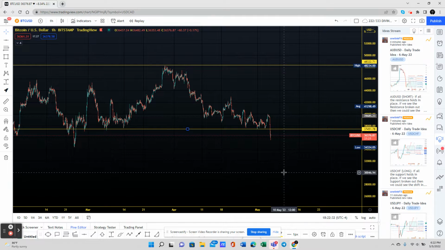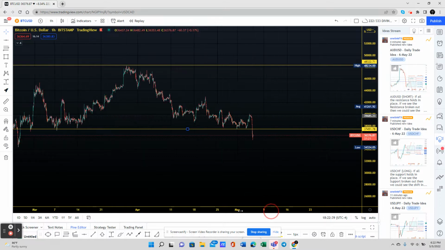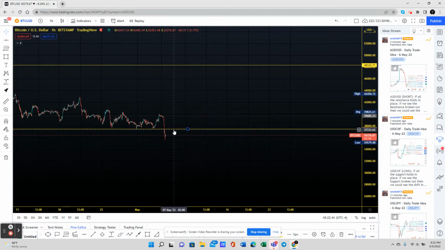Okay, so here's what we got now. We broke the support level. We haven't retested yet, so there could be some counter trend opportunities. The price possibly could come back up here and revisit. However, you've got to watch this area because all we're going to do is basically come back up here, retest, and then potentially go lower.